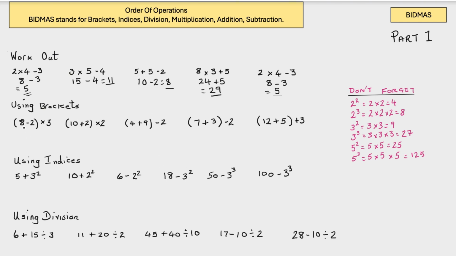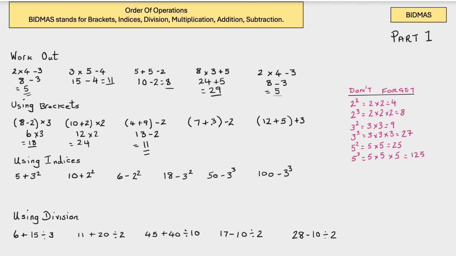So using brackets. Brackets first. 8 minus 2 is 6. We've only got 3 left, so we know that that answer is 18. That is really easy. Brackets first. Yep, we've got brackets. 10 plus 2 is 12. We've only got times 2 left. Equals 24. Brackets first, yes. 4 plus 9 is 13. Minus 2 which is 11.